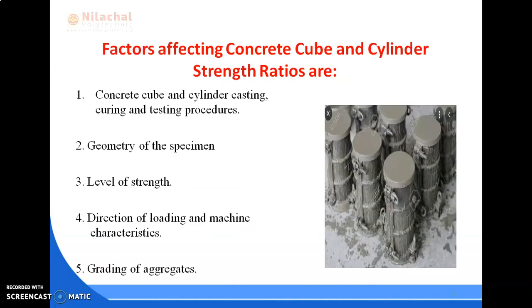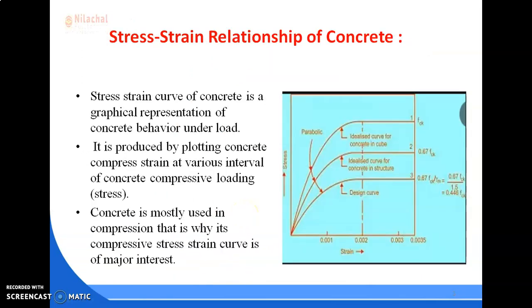So, what are the factors which affect the strength of cube and cylinder? Like concrete cube and cylinder casting, curing, testing procedures, geometry of the specimen, level of strength, direction of loading and machine characteristics, grading of aggregates. So, these are some main factors which affect the strength of cube and also strength of cylinder.